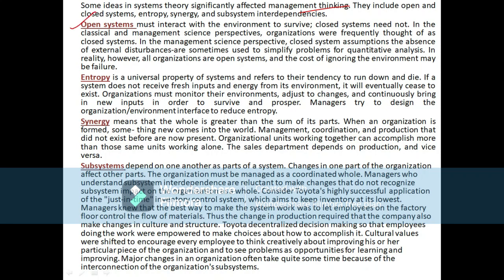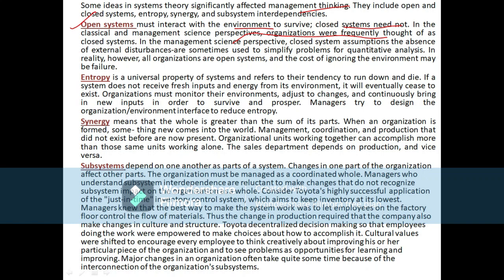An open system must interact with the environment to survive. Closed systems need not interact with the environment. So open system means interacting with the environment. There should be proper interaction, free and fair interaction, freely expressing their views and opinions. In the classical and management science perspectives, organizations were frequently thought of as closed systems, meaning there is no interaction, no expression of their views and opinions. So in the management science perspective, it is a closed system.